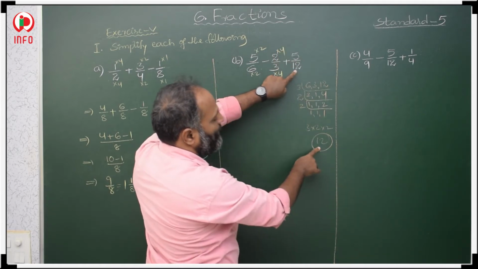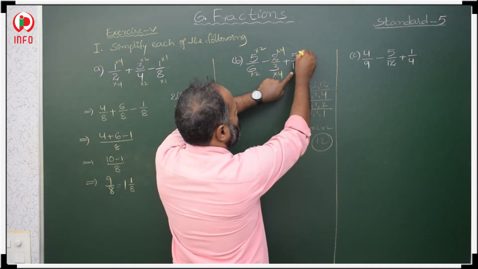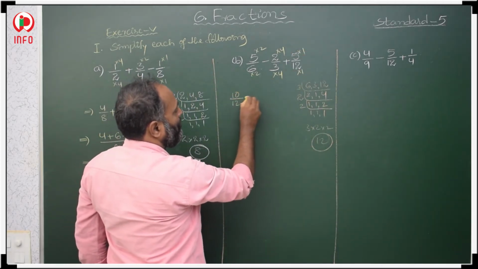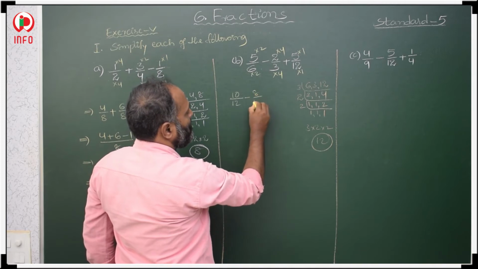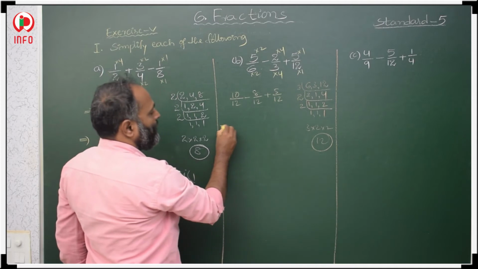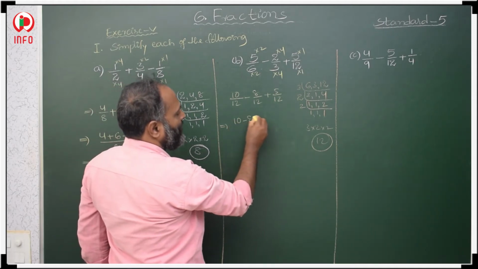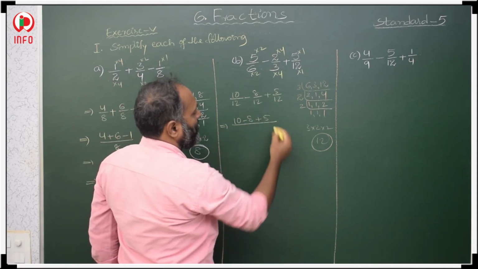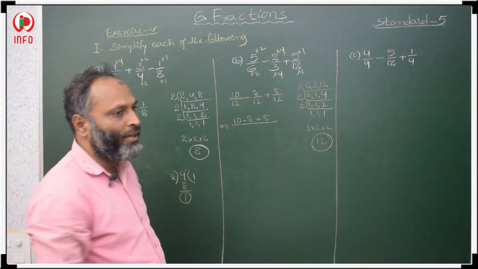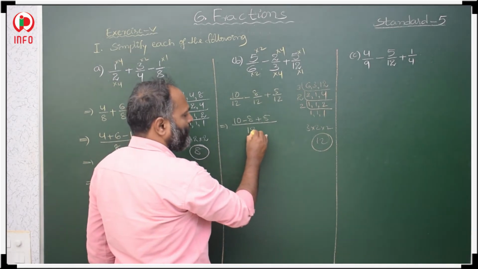In the 12 table, when you get 12: 12 1s are 12, take 1. 5 2s are 10, minus 2 4s are 8, 3 4s are 12, plus 5 1s are 5, 12 1s are 12. Then 10 minus 8 plus 5 over 12. The numerator we have to take along with the signs, 10 minus 8 plus 5, by the common denominator.